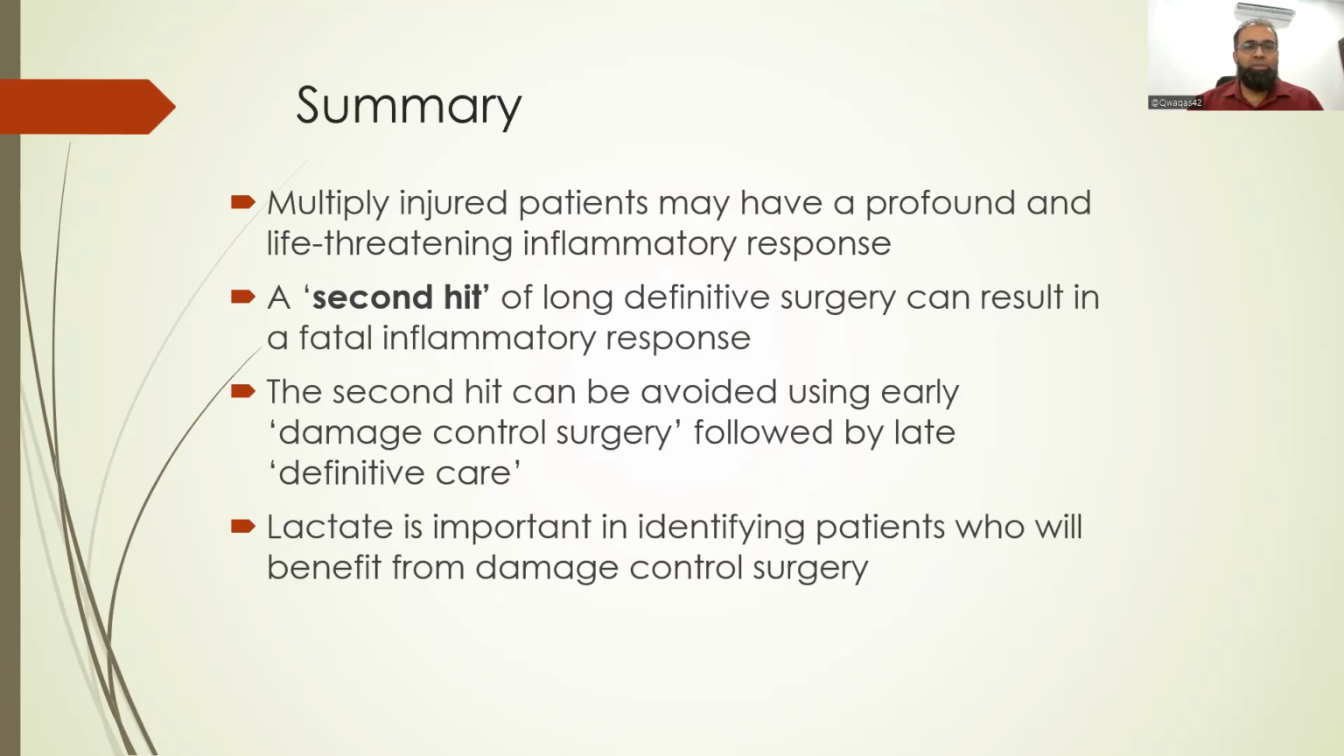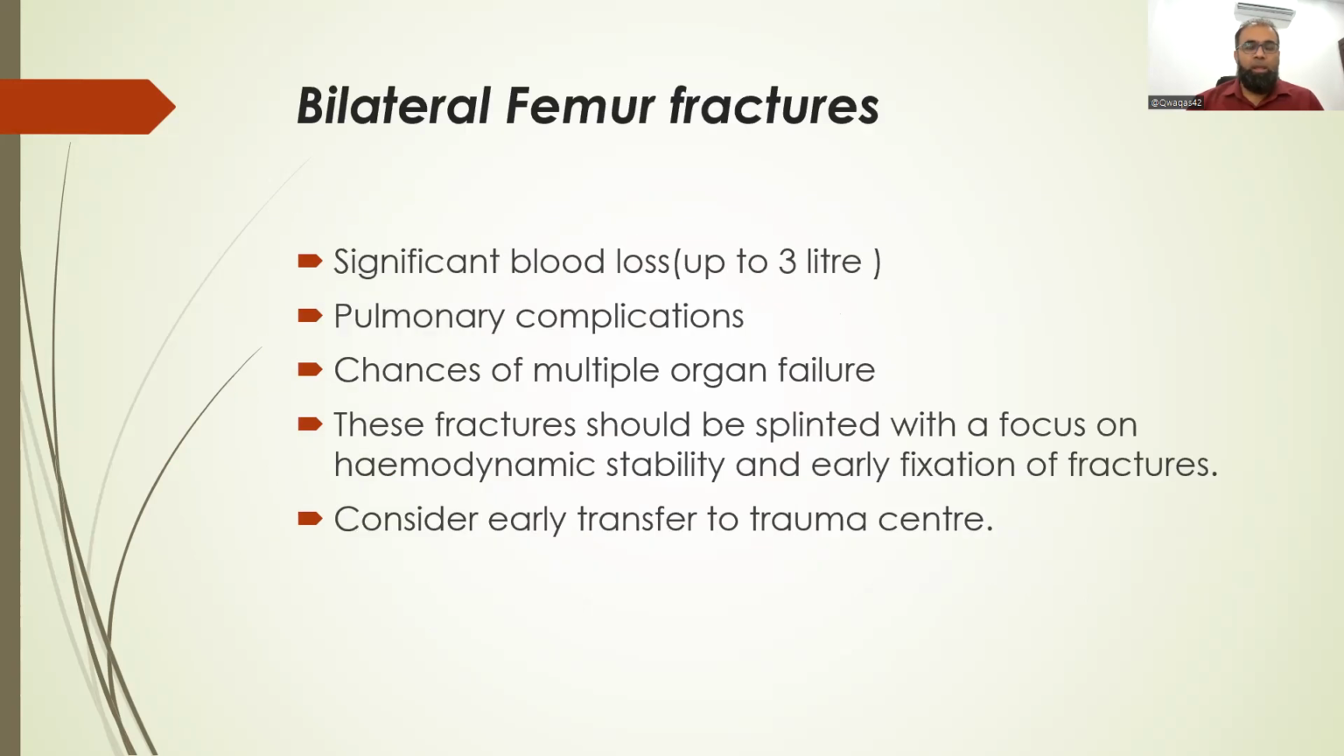Okay, the second hit is important. So the second hit of the surgery should be done according to the patient's stability. Now, the bilateral femur fracture. What's the issue in that? When there is a fracture of the femur, you can have a blood loss of 1.5 liters in a closed fracture, and in an open fracture up to 3 liters. And what's the total amount of blood in the body? It's 5.5 liters. So more than half of the blood is lost in the space.